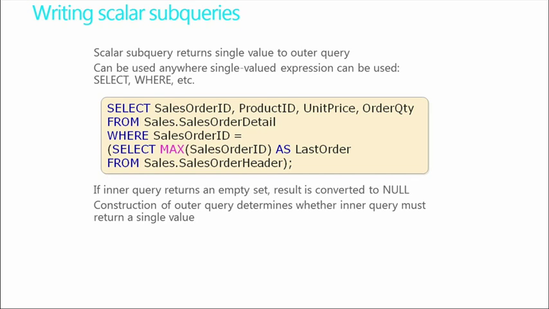As you can see from some additional information, if the inner query returns an empty set, the result is going to be converted to null. And the construction of the outer query determines whether the inner query is going to return that single value. So we have sales order ID, product ID, unit price, and order quantity, where sales order ID equals, and then we have the subquery, which is going to determine what that sales order ID is, so it can process that order ID.